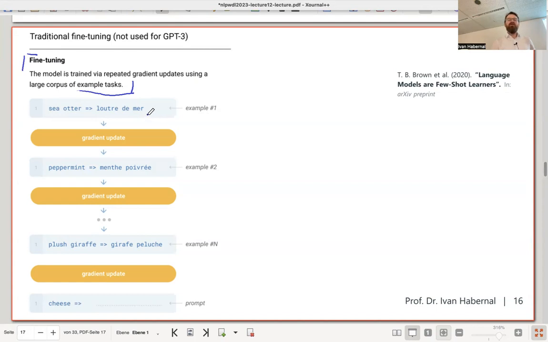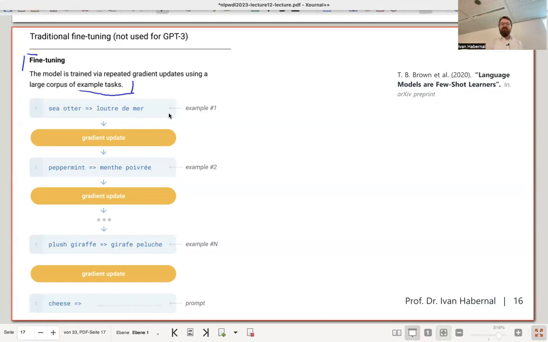Okay, who can speak French? How do you pronounce sea otter here? Loutre de mer? Oh, okay, loutre de mer. Anyway, I don't speak French, so pardon my French. Loutre de mer.